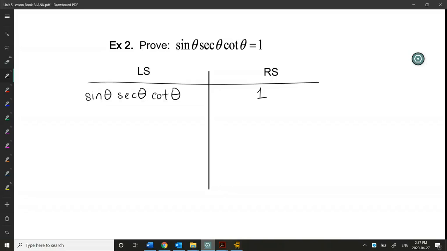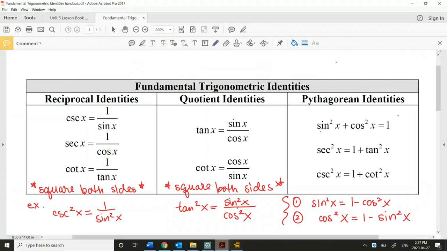So first things first, I think I'm going to start working on the left side here because it's a little bit more complex. Also, I'm noticing that there's a couple of trig ratios here that are not in terms of sine and cosine. So that's the first thing that I'm going to take care of. So sine is good because that's, of course, in terms of sine already. I want to look for something for secant and for cotangent that we could replace those with, that's in terms of sine and cosine. So let's look at our sheet.